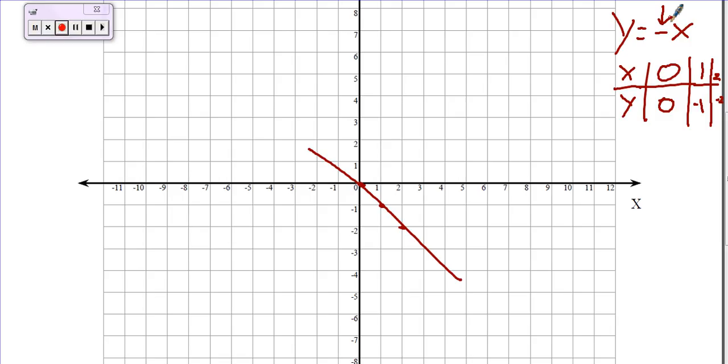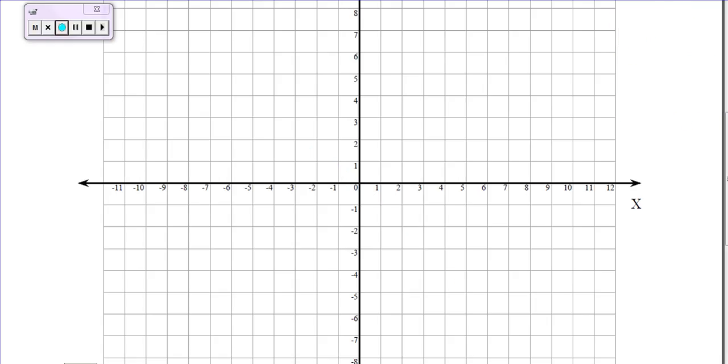Now, in all 3 of those that we graphed, what 2 variables did we have each and every time? X and Y. I have 2 variables, and they're always X and Y. There are times when you have to graph stuff that only has 1 variable. So here's the next one. Let's graph x equals negative 2.